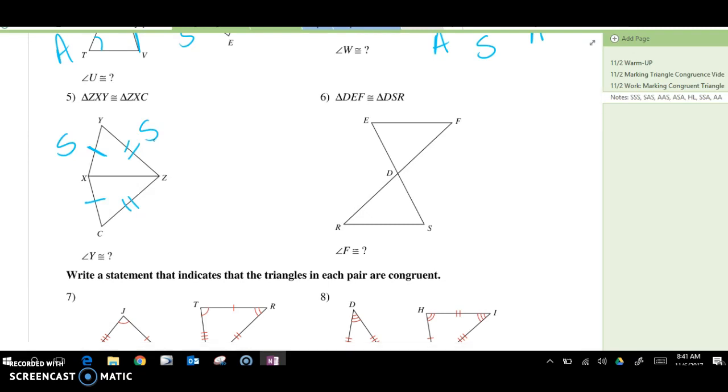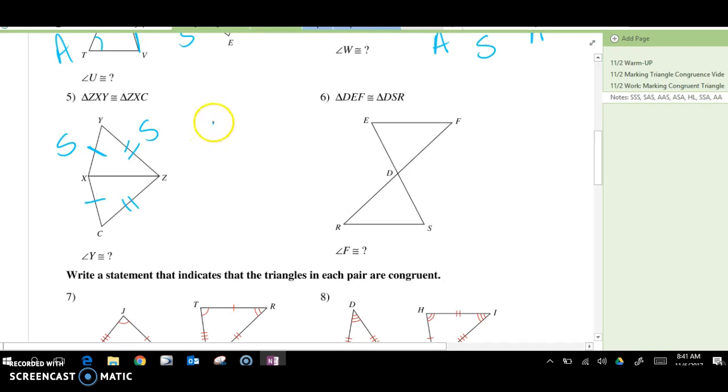But on this triangle, I only have 2 marked sides, don't I? Is there a third congruent side? There is. Which one is it? The middle one. Don't be deceived, this triangle is just sharing a side.